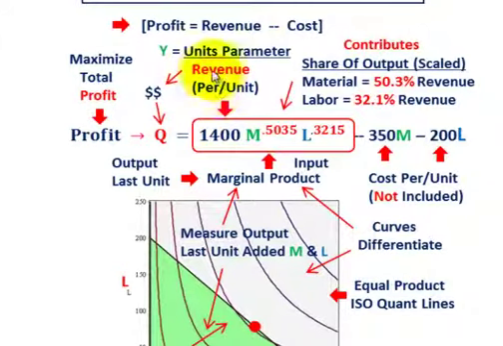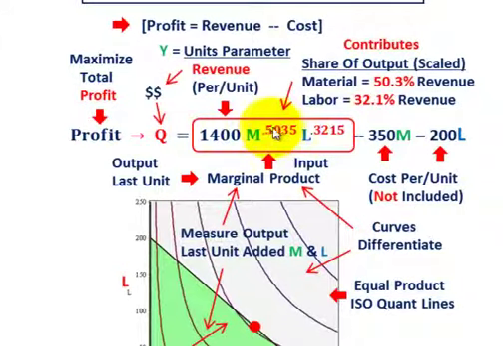So let's understand that. The revenue here is on a per unit basis, and that really represents our Y value that we mentioned above, and that's the units parameter. So we're dealing with money here, units of revenue of $1,400. That's what our output is going to be in dollars. And then M is our units of material and L is our labor.